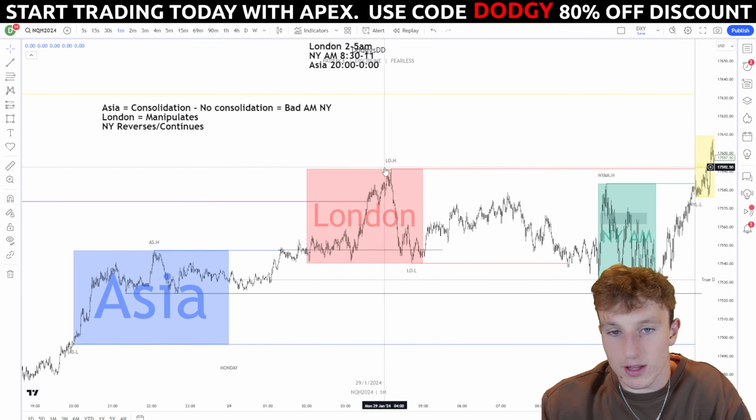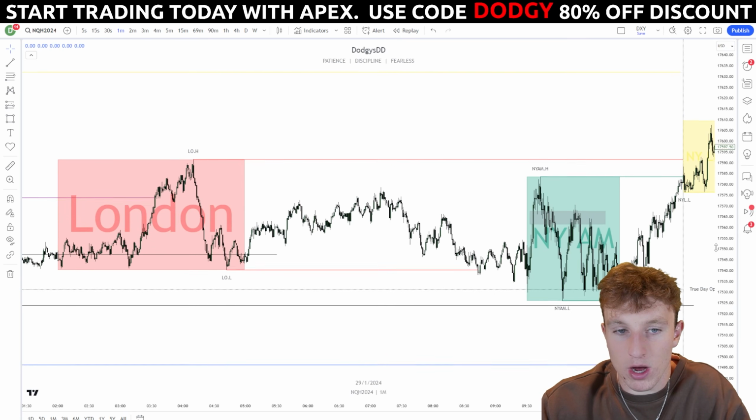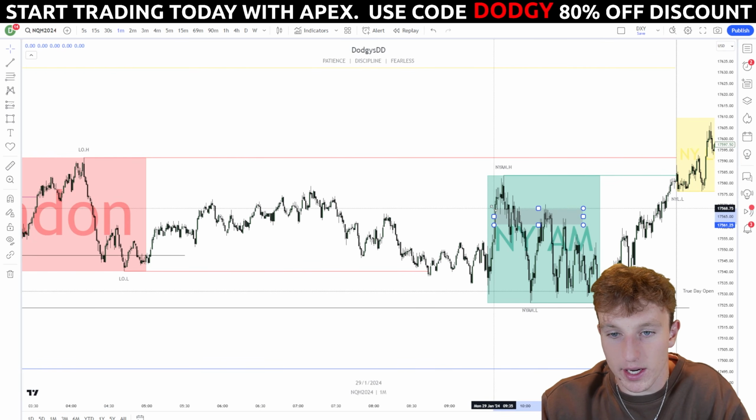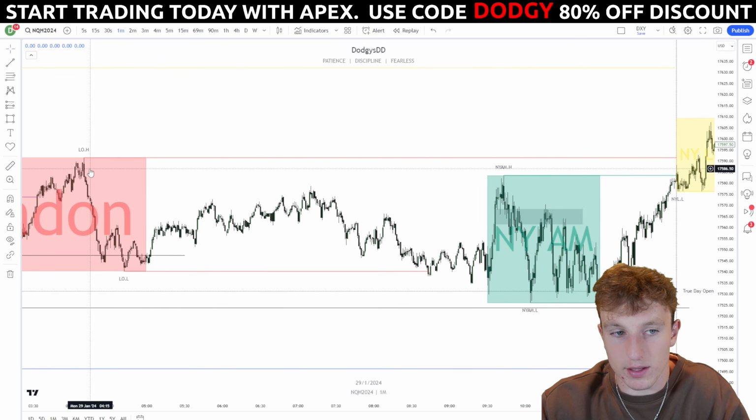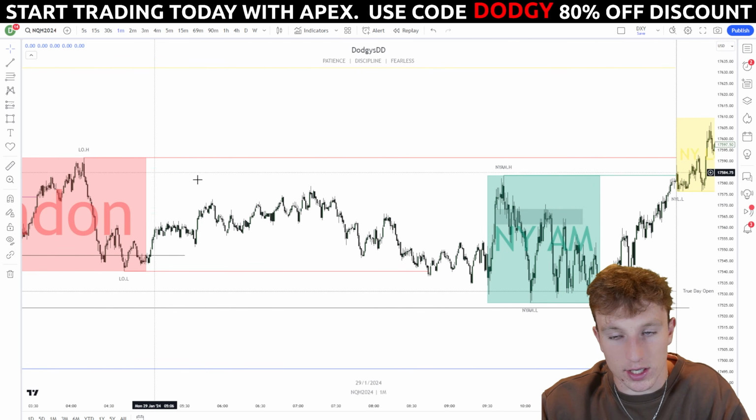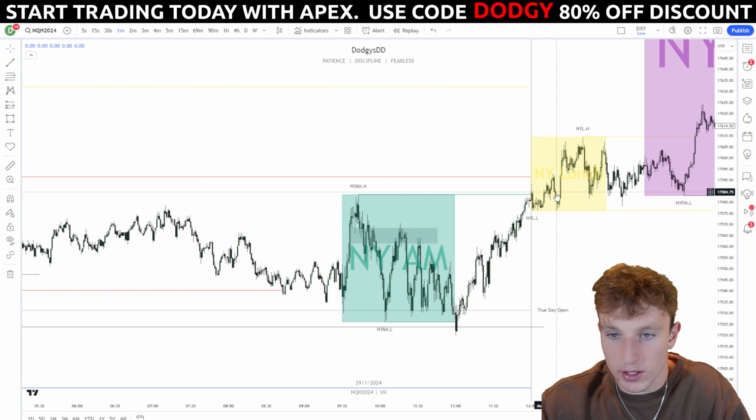We failed to take out the London high here, and we do reverse. We go back to lows we made in Asia. So that truly is manipulation. And how do we know that this is the manipulation leg? Well, we know when we get this inverse fair value gap right here, this bullish one, we know that this should likely be the manipulation, and we should not take out this high until the next session. And we take it out during the New York lunch session.